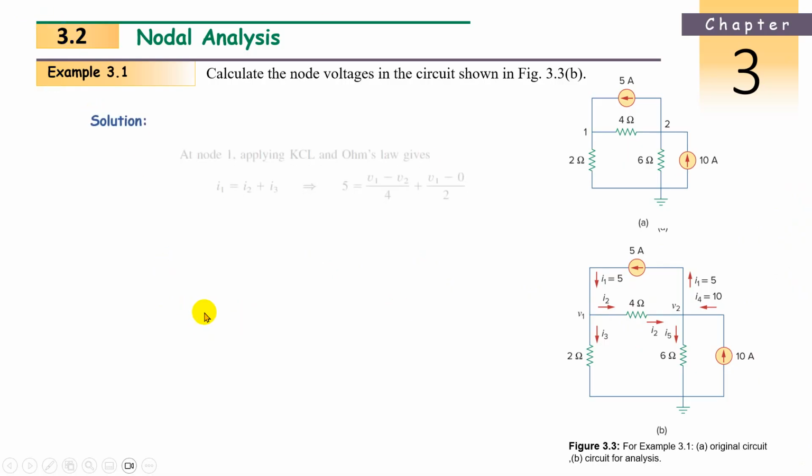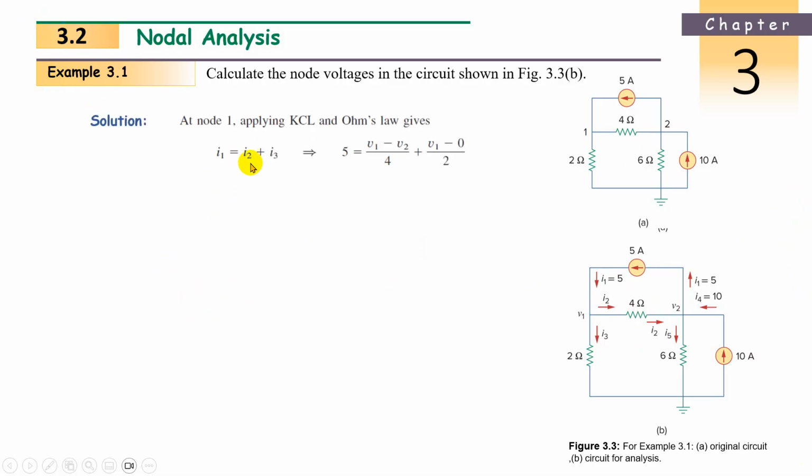So 5 amperes is equal to I2 plus I3. Now what is I2? I2 is V1 minus V2 divided by R, that is V by R. So V1 minus V2 by R, plus I3. This is I3. What is the voltage? V1 minus 0, so V1 minus 0 by 2. So that is one equation. Now rearrange.